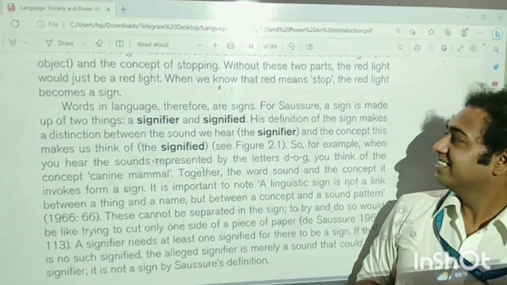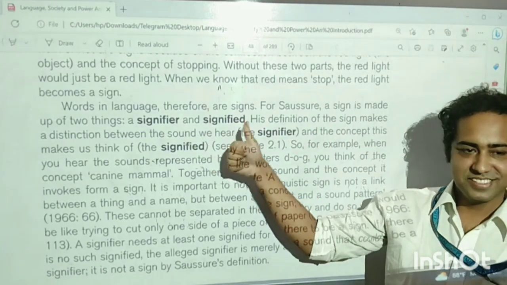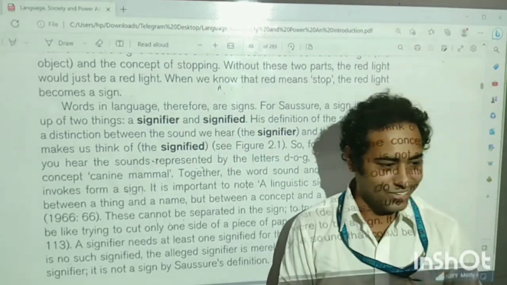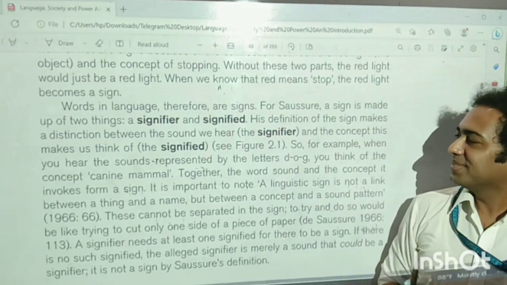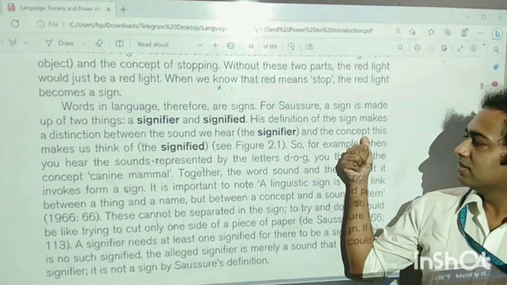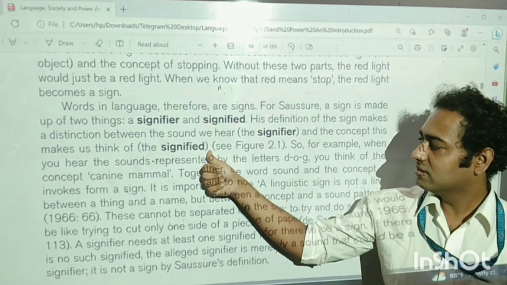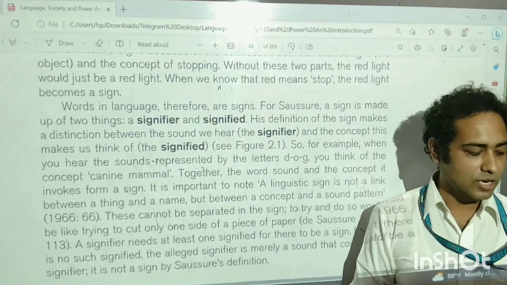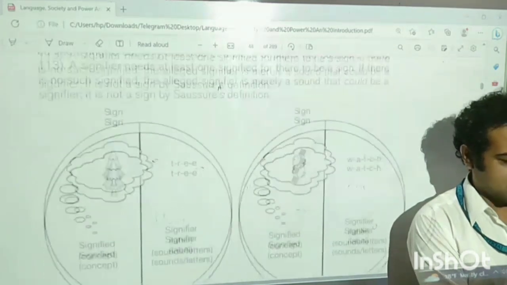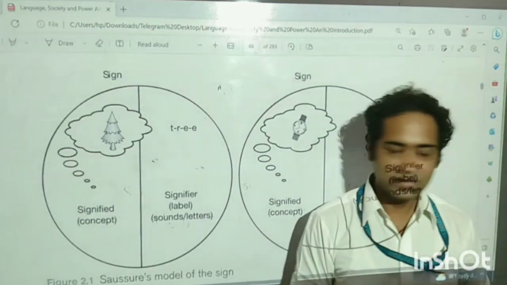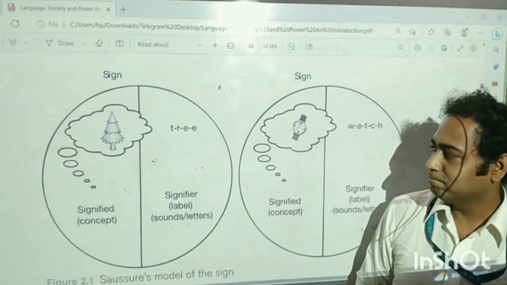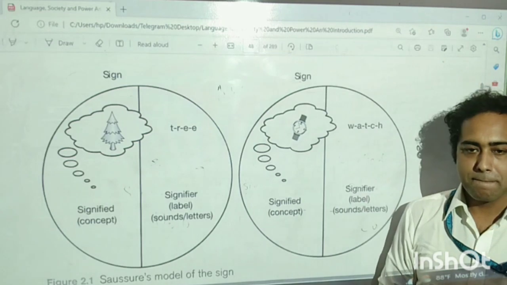For Saussure, a sign is made up of two things, a signifier and a signified. Simple. As I already told you, the H2O formula. His definition of the sign makes a distinction between the sound we hear, the signifier, and the concept this makes us think of, the signified. Simple. So let's come to the figure. There is a figure. What is the figure? Sign, tree. Watch.